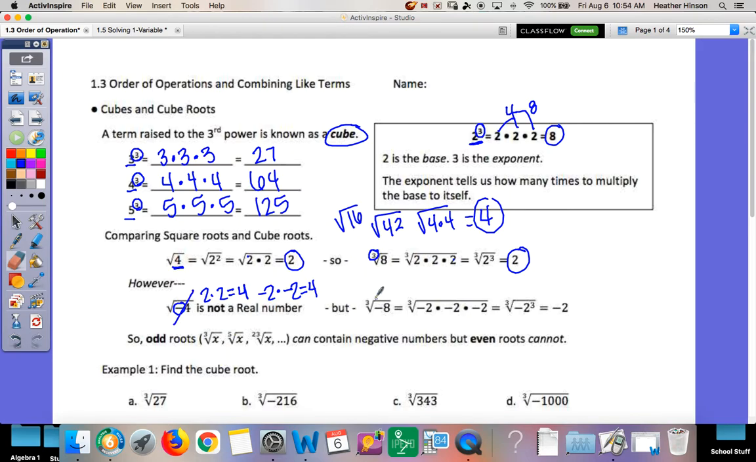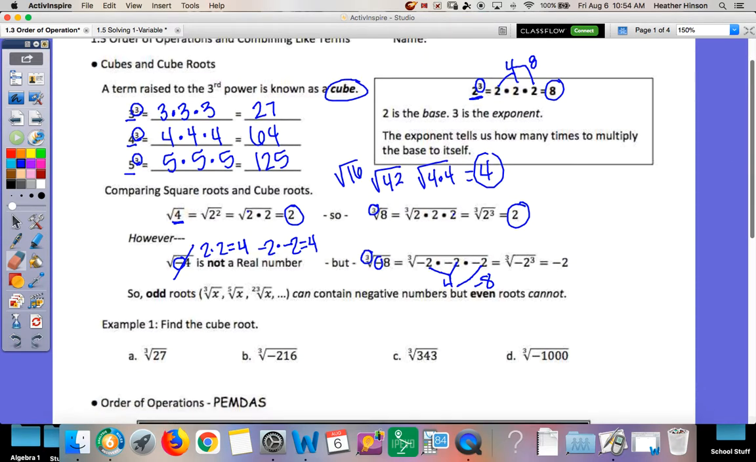However, when we do a cubed root, we can work with negatives. Like this cubed root of negative 8. A negative 2 times negative 2 is positive 4. But if you multiply a negative 2 by it for that third number, you're still going to get negative 8. So that can give us a negative right there. So the cubed root of negative 8 is going to be negative 2.